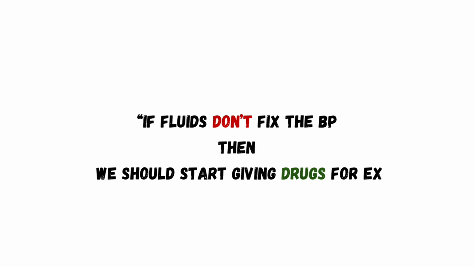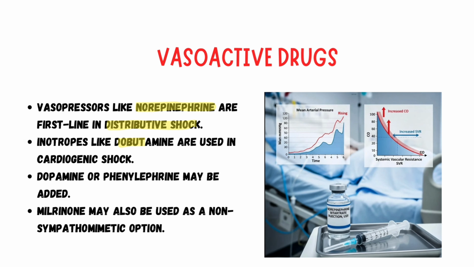If fluids don't fix the blood pressure, then we should start giving drugs, for example, vasopressors like norepinephrine for distributive shock, and inotropes like dobutamine for cardiogenic shock. Also, we can add drugs like dopamine and phenylephrine if needed. Since we are giving sympathomimetic drugs, we can add milrinone as a non-sympathomimetic for compensatory mechanism.